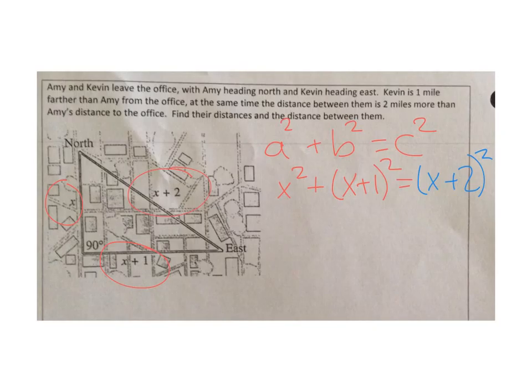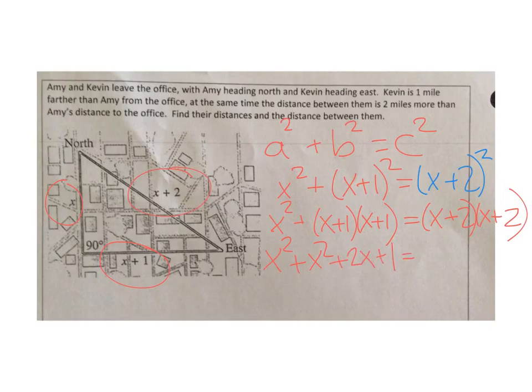Because x plus 1 squared means I have x plus 1 times x plus 1 here. And x plus 2 squared means I have x plus 2 times x plus 2 here. Okay? So it looks like we have to blow this out a little bit, but it's actually going to clean up pretty quickly. I'll have x squared plus x times x gives me 2x plus 1 equals x squared plus 4x plus 4.